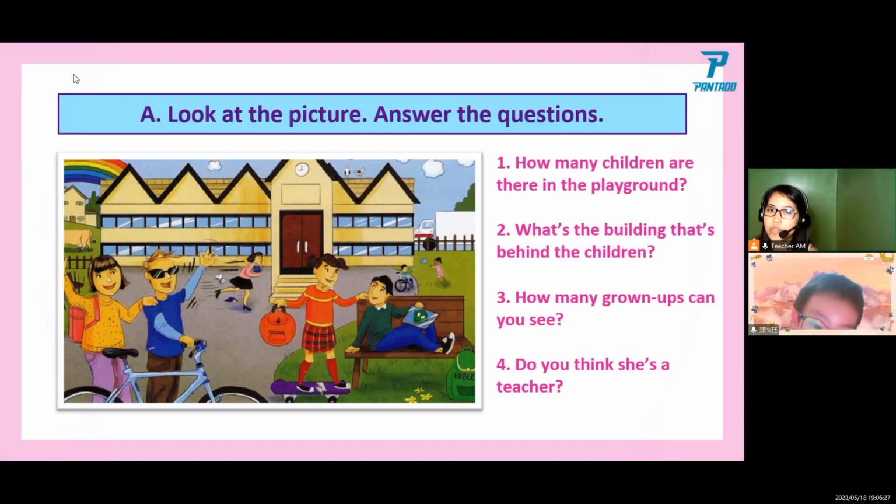I want you to look at the picture and answer the question. How many children are there in the playground? Eight children. Okay, so for this one, Kim, you are right. But I will encourage you to answer me in a complete sentence. Instead of saying eight children, you can say there are eight children in the playground. Can you say it again? There are eight children in the playground. Okay, great.